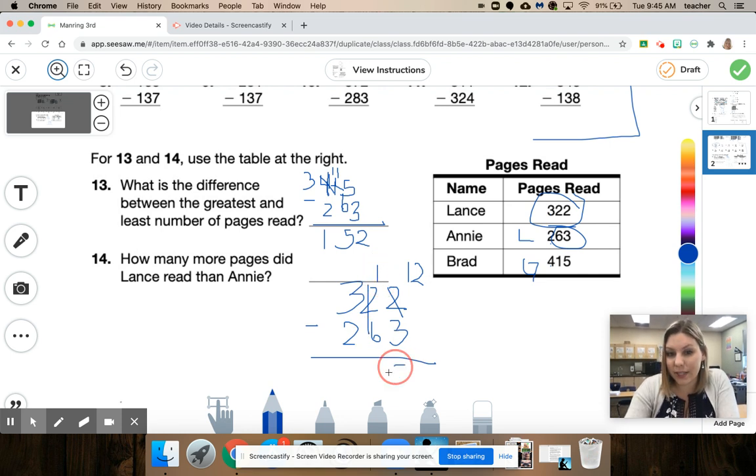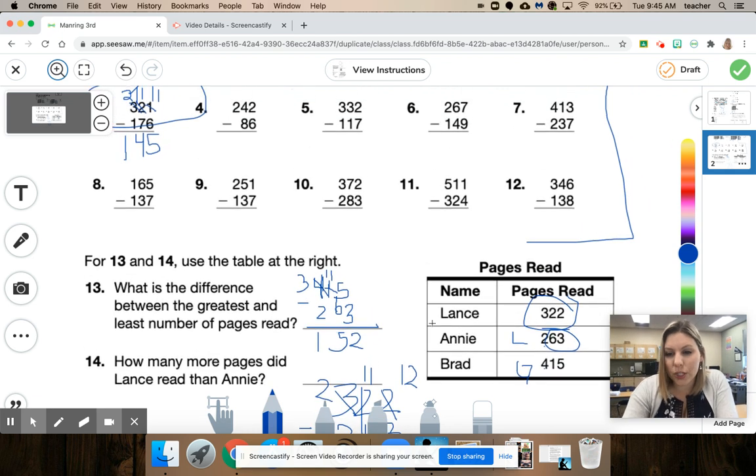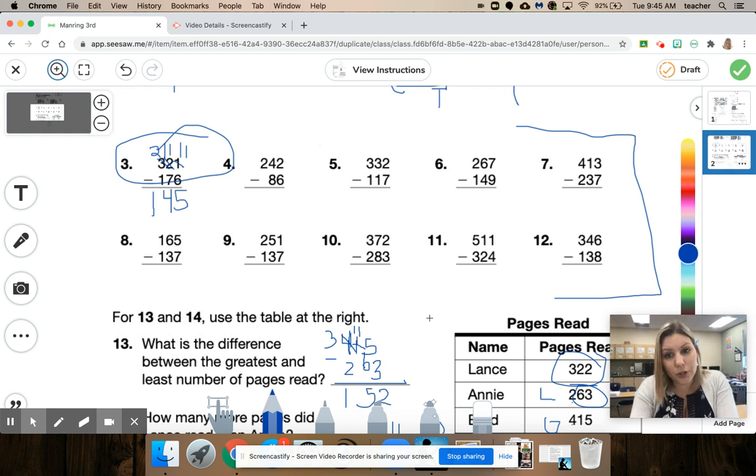12 minus 3 is 9. 1 minus 6, I cannot do again. I need to borrow. So I'm going to add that 10 and take it away from my hundreds. 11 minus 6 is 5. And 2 minus 2 is 0. So my final answer is 59. Please make sure you show this work on paper or on your tools here.